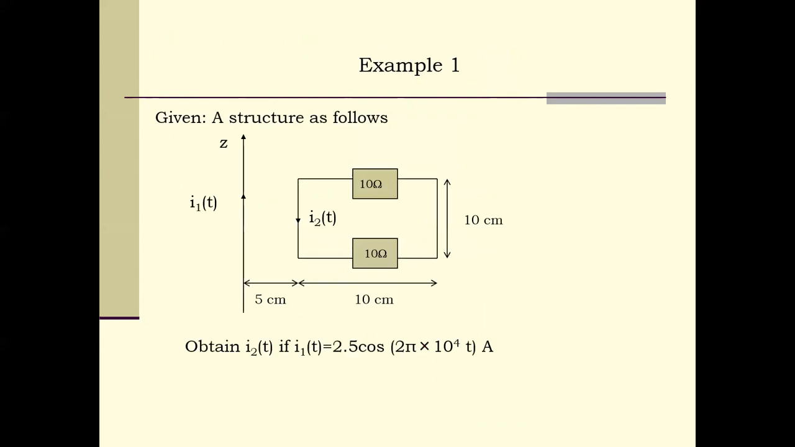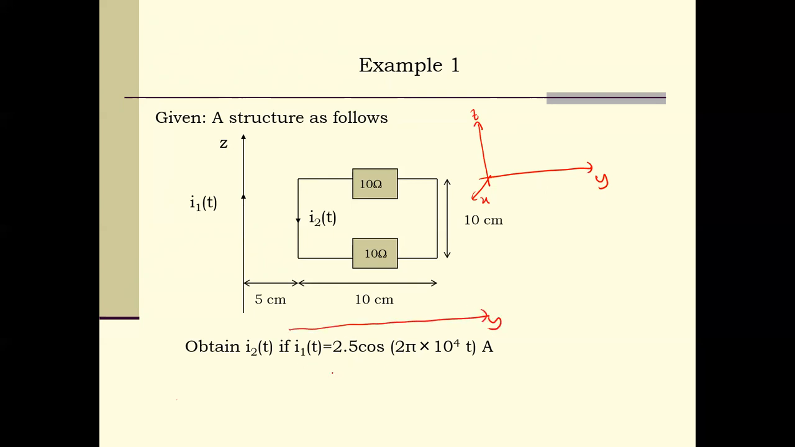Okay, so let's have a look at the first example related to the transformer EMF, where we have a structure here. We have a closed loop circuit having a 20 ohm resistor in series. The loop is given to be a size of 10 centimeter by 10 centimeter, and the distance of this square loop from the current I1, which flows in the Z direction, is given as 5 centimeter. If this is your Z direction, let's put this as Y, and that should be X supposedly. So we can assume that to be the Y direction.